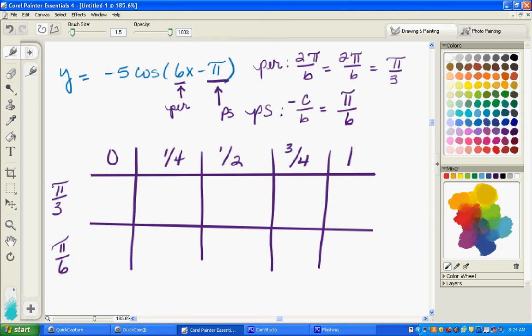I'm going to fill it in a different color so that you can see what's going on here. We're going to take the period and split it into those 4 equal parts. So we're going to take this first row and multiply it by the period. So if we take pi over 3 times 0, we get 0. Pi over 3 times 1/4 is pi over 12.